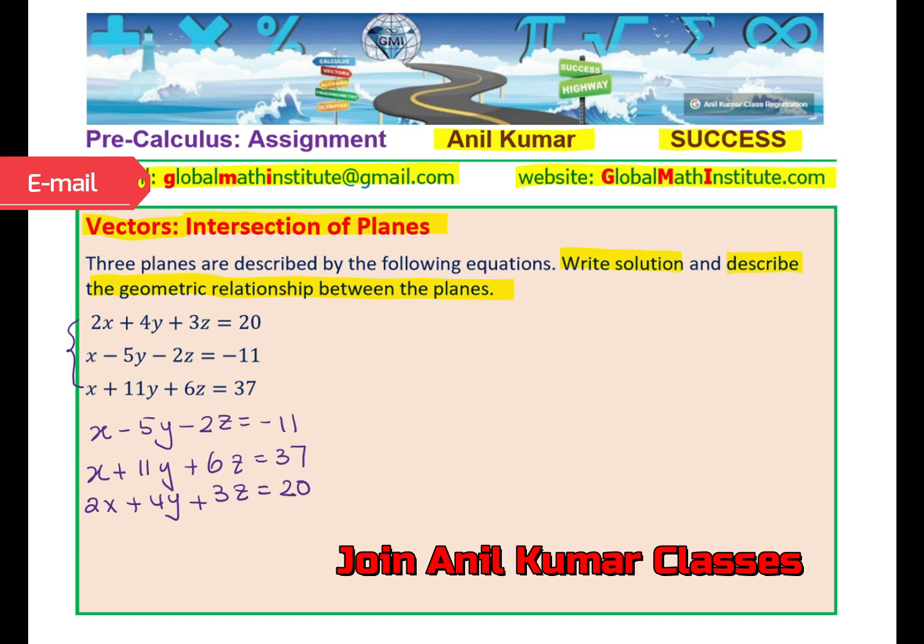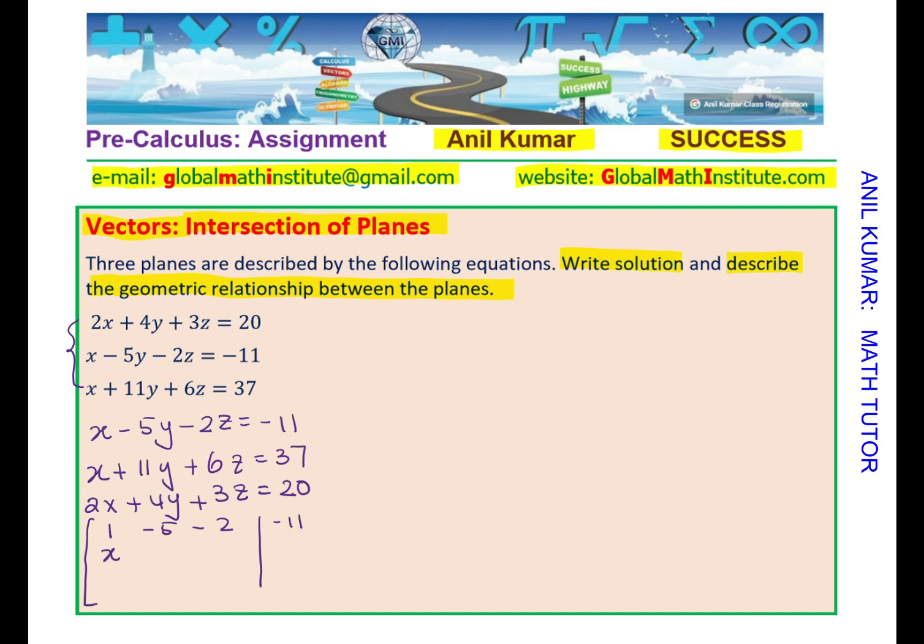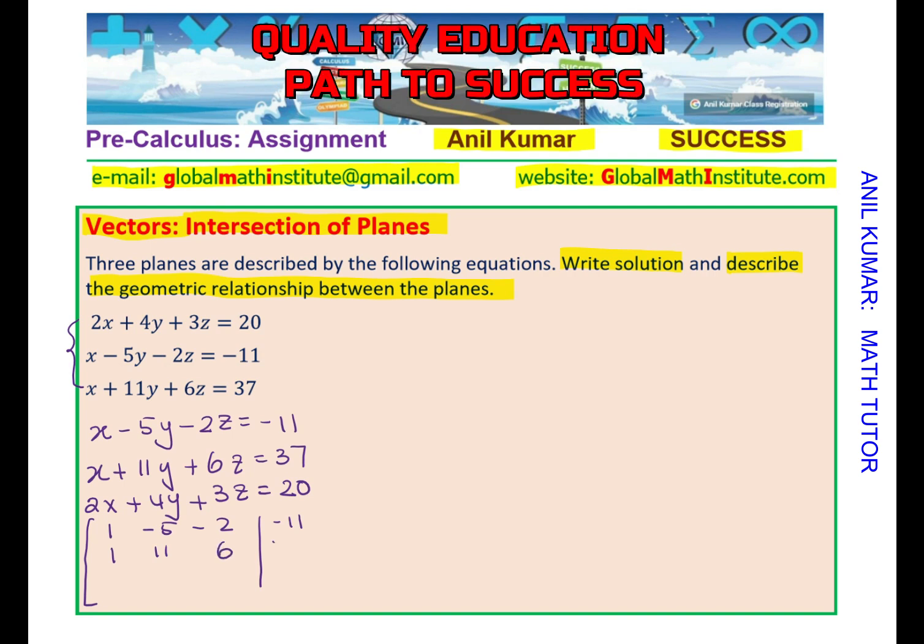Now, these equations we could write in augmented matrix form. In the Gaussian method, we prefer to write them in augmented matrix form since the operations performed are really based on the coefficients, right? So this is the augmented matrix: 1, minus 5, minus 2, minus 11; 1, 11, 6, 37; and 2, 4, 3, 20. So that becomes the augmented matrix. Now let us see how we solve from here.